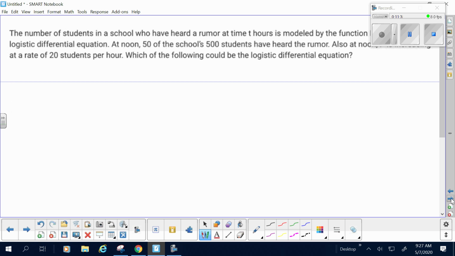All right. Try this one. Pause the video, give it a go, and we'll see how you did. I know it says which of the following could be the logistic, but I stripped that off. Let's just say, what is the logistic differential equation, right? The differential equation, not the amount equation, the differential equation. So dP/dt.